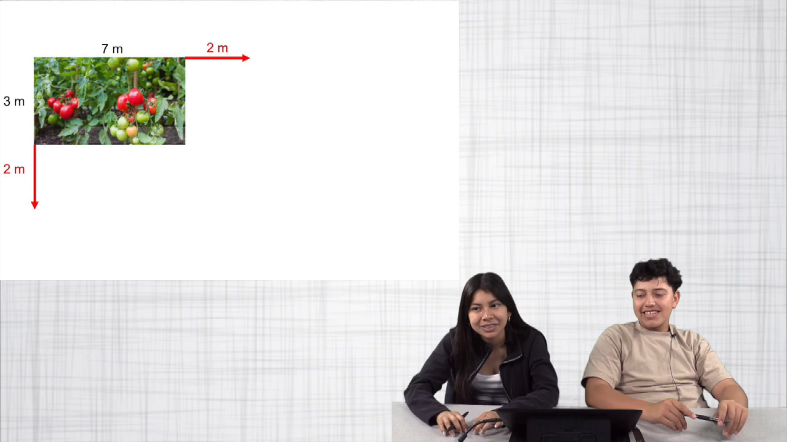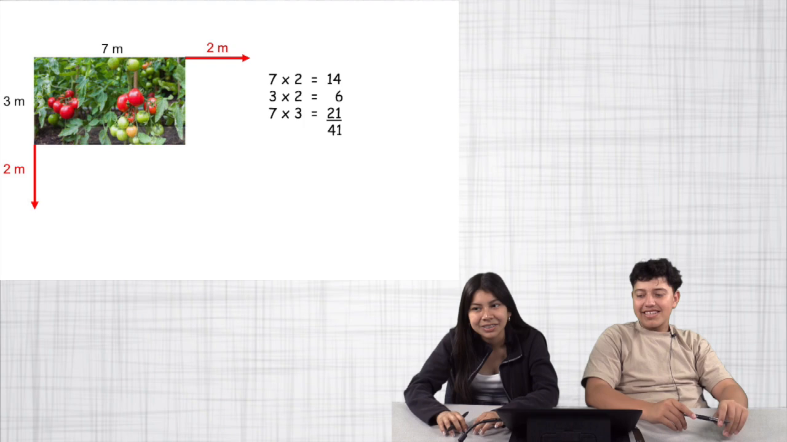Mauricio used a different method. He multiplied the length of Ariana's original garden by the increase in width, 7 times 2. Then he multiplied the width of Ariana's original garden by the increase in length, 3 times 2. Finally, he multiplied the length and width of Ariana's original garden, 7 times 3. Finding that sum gave him 41 meters squared.